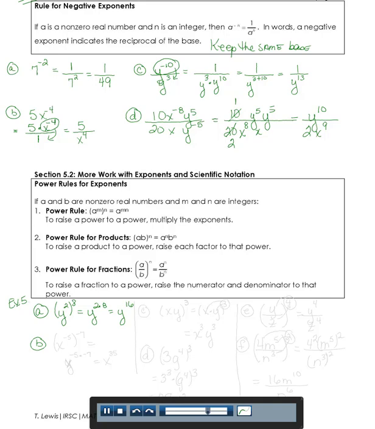Let's do another one. Here we have x to the negative 5, all raised to the negative 7 power. Now, before you try to take the reciprocal of this, let's look at it. It's power to a power. What's going to happen to the negatives? They're going to become a positive. So we're saying x to the negative 5 times negative 7, and we have x to the 35th power.